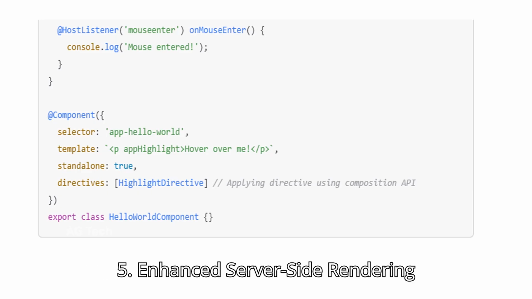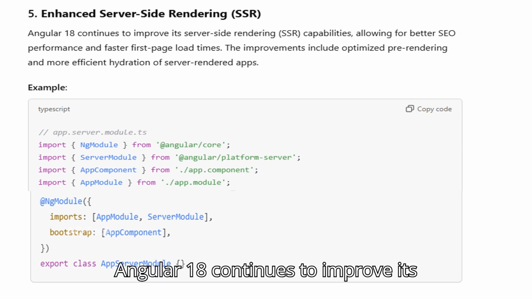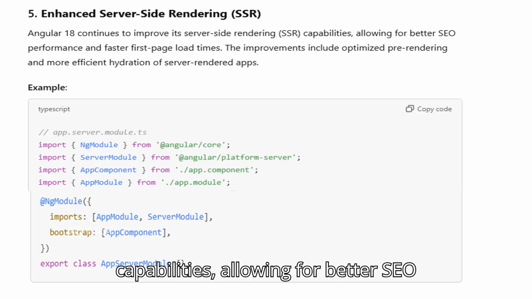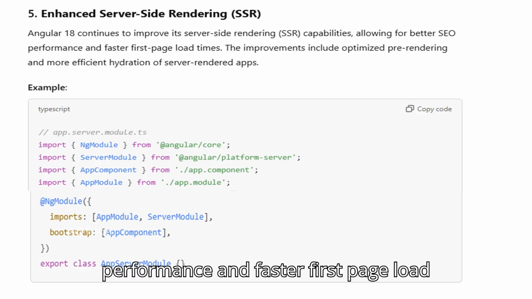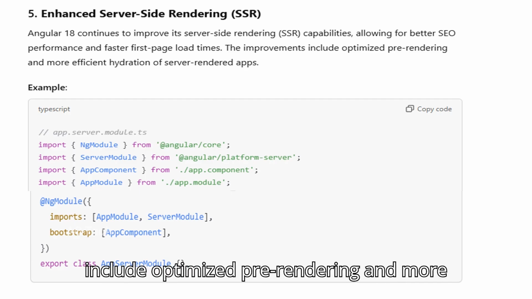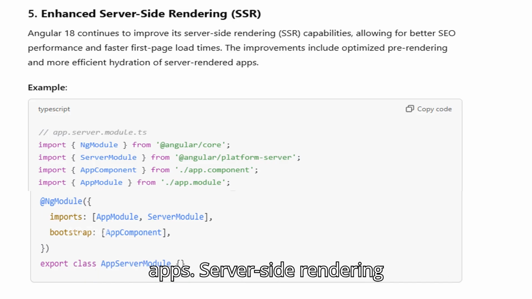5. Enhanced Server-Side Rendering, SSR. Angular 18 continues to improve its server-side rendering, SSR, capabilities, allowing for better SEO performance and faster first-page load times. The improvements include optimized pre-rendering and more efficient hydration of server-rendered apps.